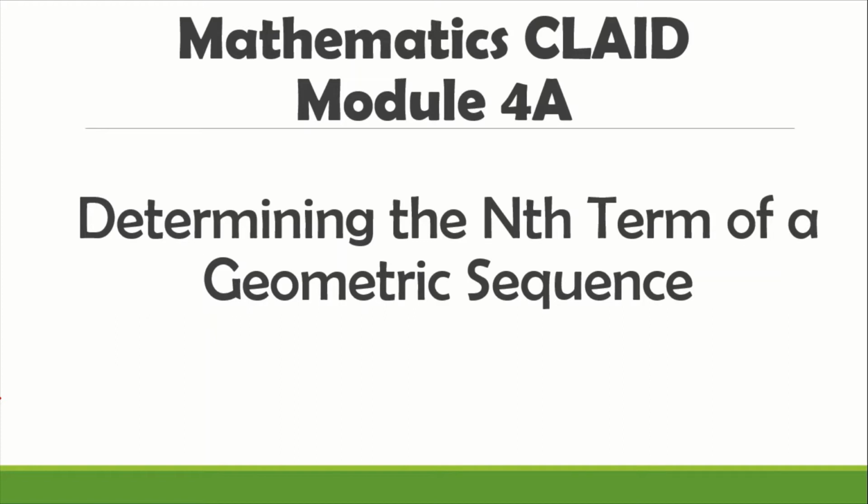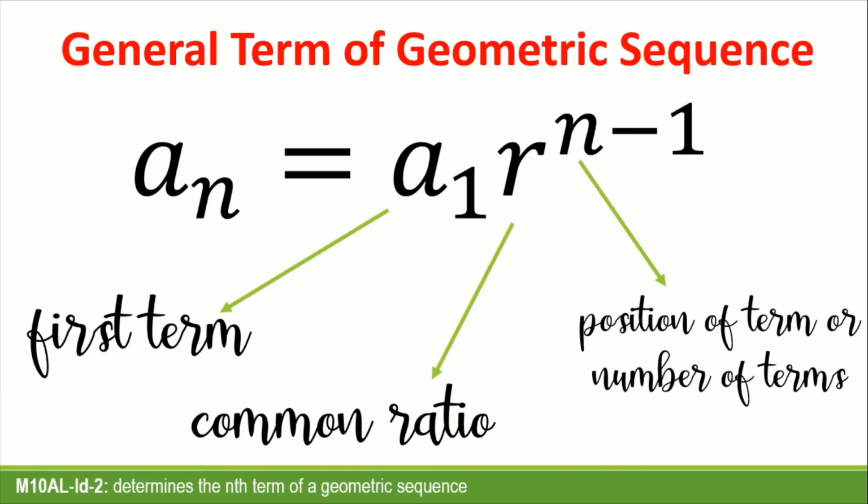Determining the nth term of a geometric sequence. The general term of a geometric sequence is represented by a sub n equals a sub 1 times r raised to n minus 1, where the first term is a sub 1, r is the common ratio, and n refers to the position of the term or the number of terms of the given geometric sequence. So let's have some examples.